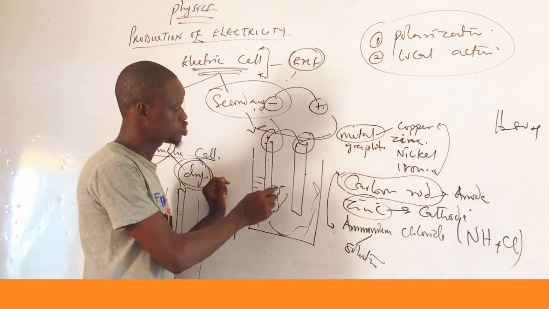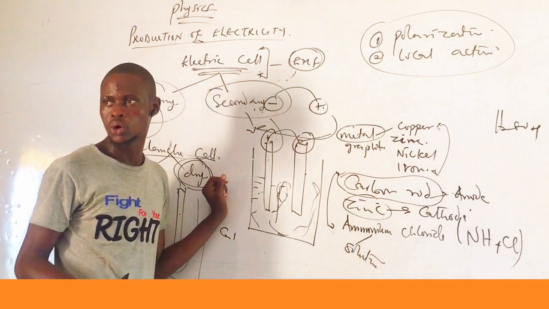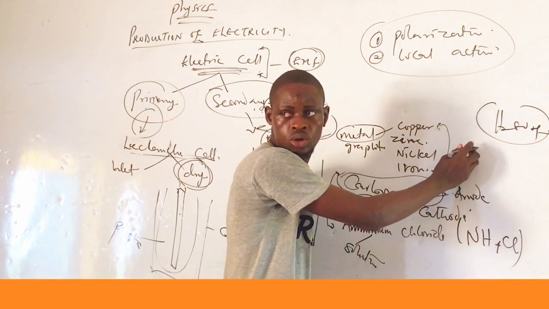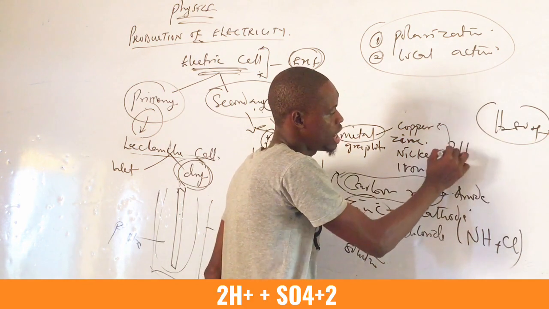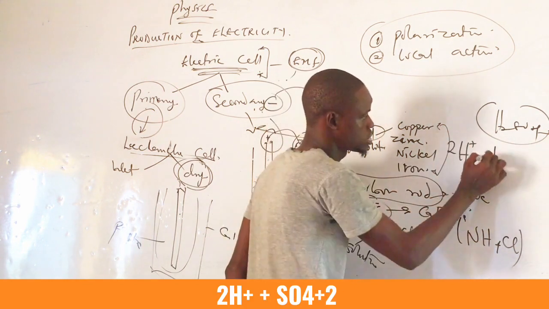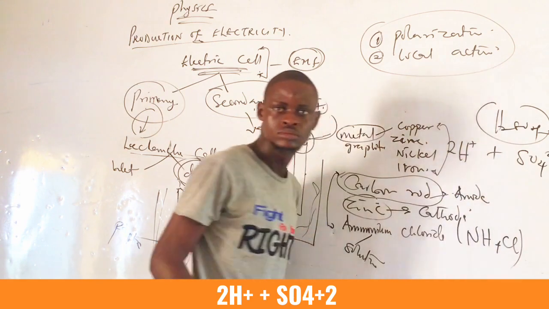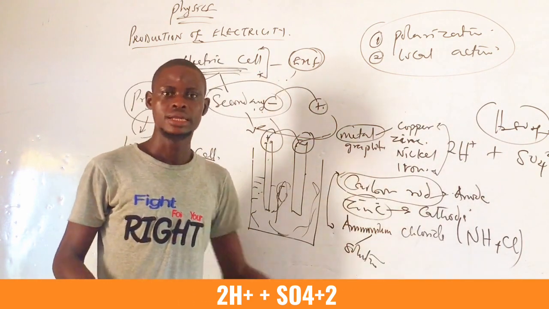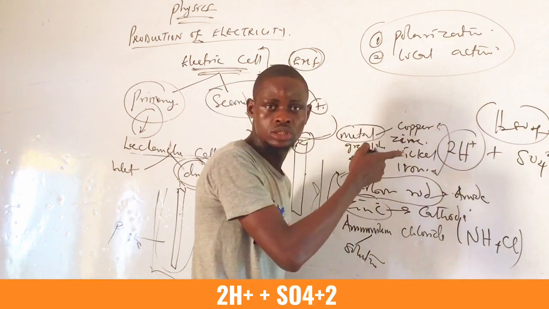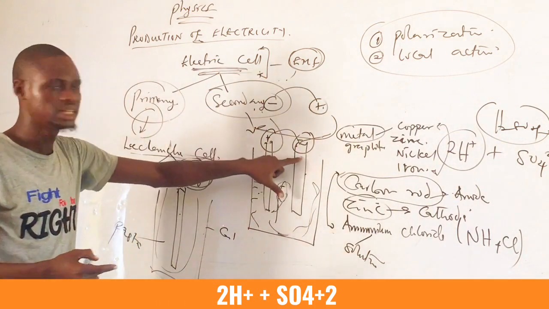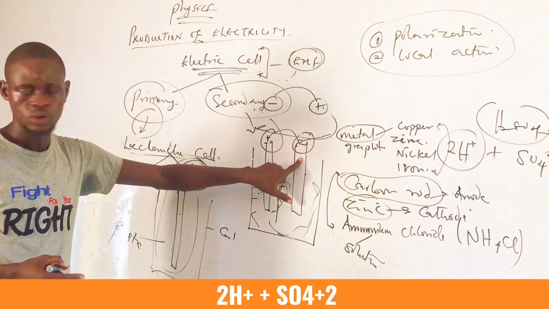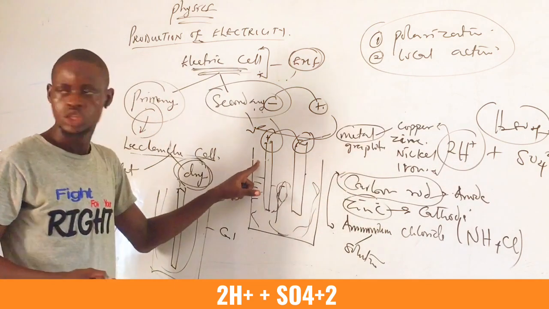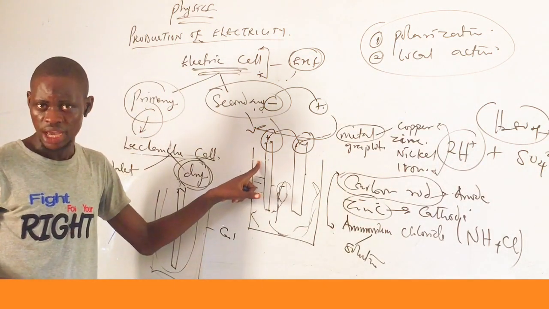If current is passed through the solution, there is something that will occur. What is it? This H2SO4 is going to dissociate. When it dissociates, it's going to produce hydrogen ion plus sulfate ion. Altogether, normally in electrolysis, it is meant to be like this. The hydrogen ion, which is the positive ion, should move to where? The negative electrode. While the sulfate ion, which is the negative ion, should move to where? The positive electrode.